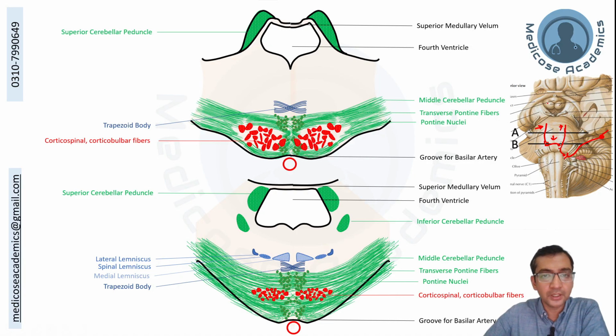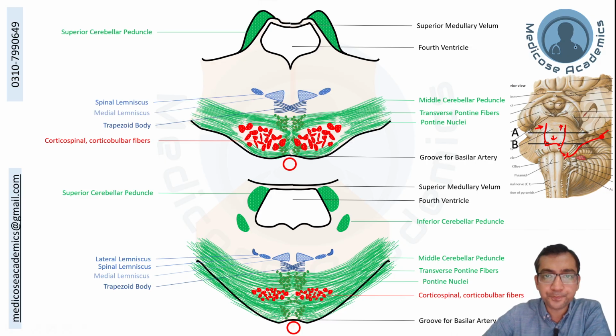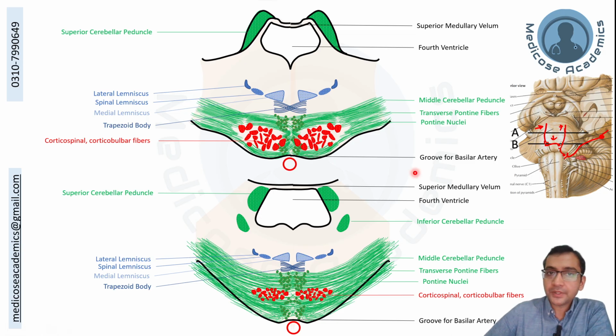We will see it further in the auditory pathway when we discuss the cranial nerves. That video is available if you search by the name of Medicos Academics. The same tracts can be traced on the upper section: medial lemniscus, then spinal lemniscus, and then lateral lemniscus. You can add trigeminal lemniscus between the medial and spinal lemniscus.